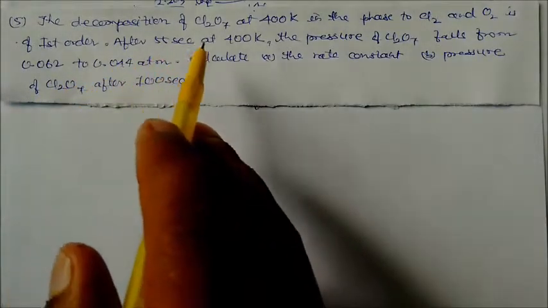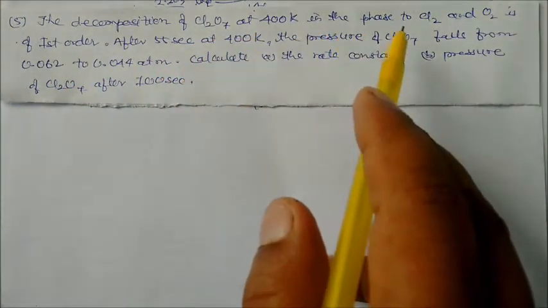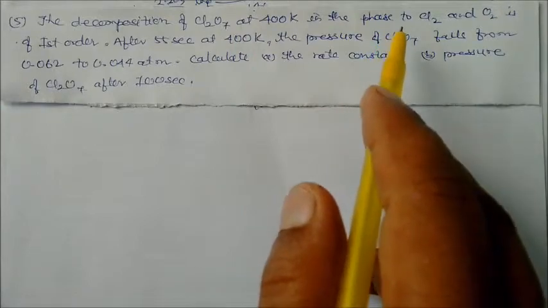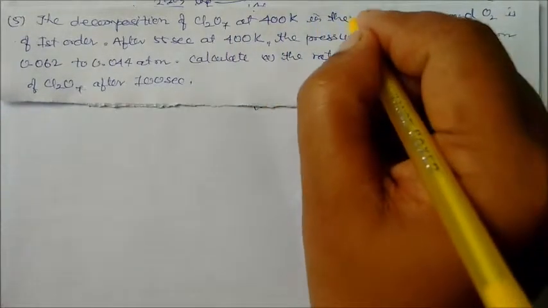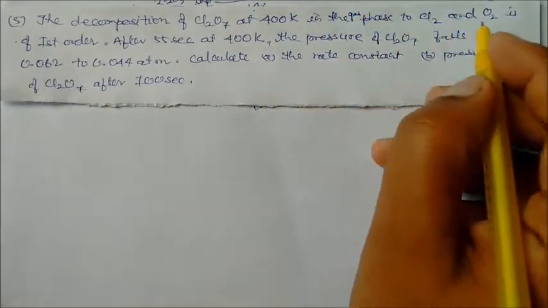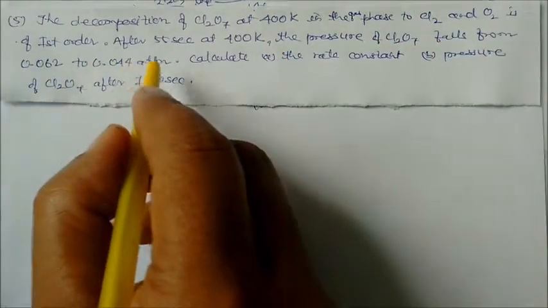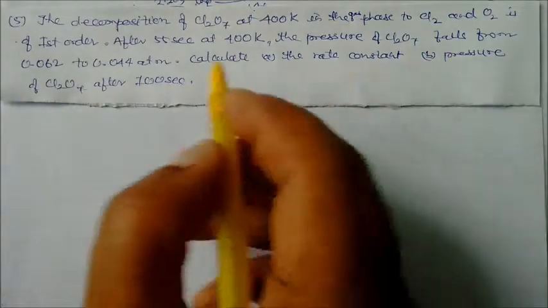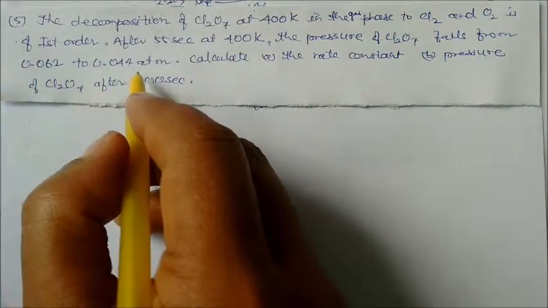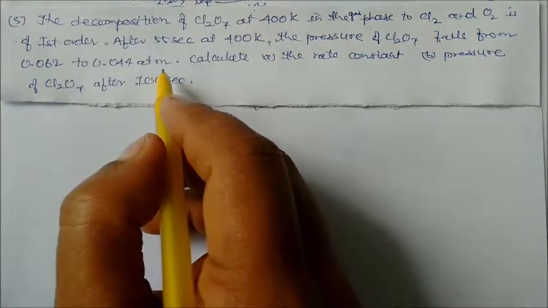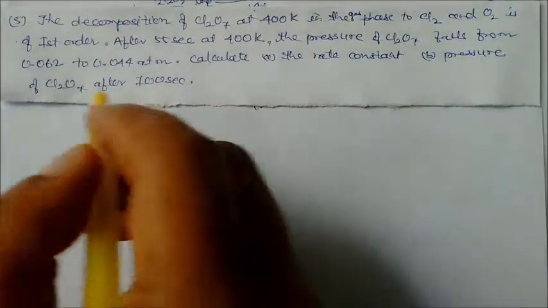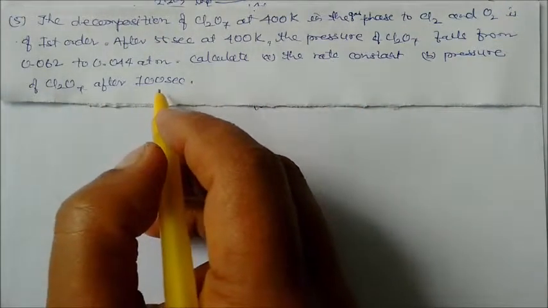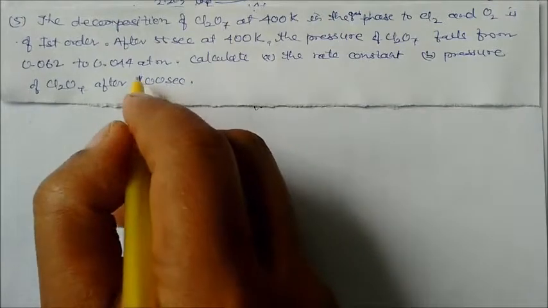The decomposition of Cl2O7 at 400 Kelvin in the gas phase, to Cl2 and O2, is of first order. After 55 seconds at 400 Kelvin, the pressure of Cl2O7 falls from 0.062 to 0.044 atmospheric pressure. Calculate the rate constant and the pressure of the Cl2 after 100 seconds. So this is our 100 seconds.